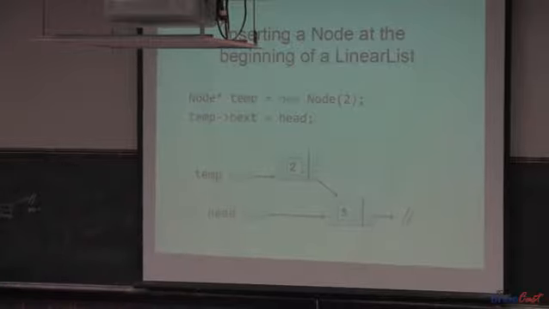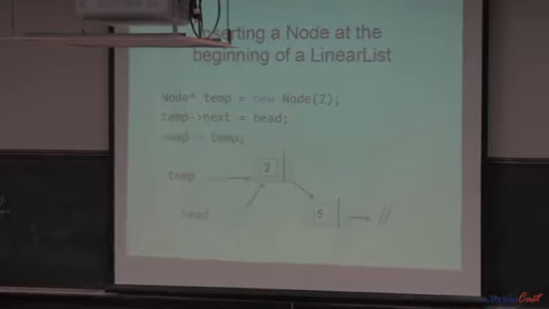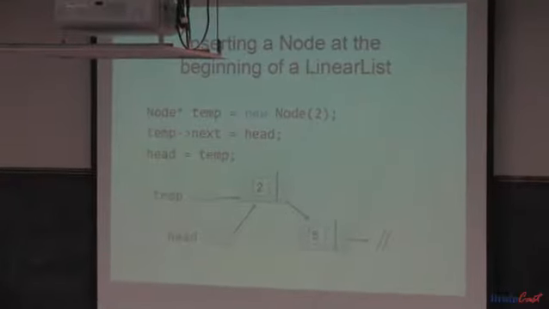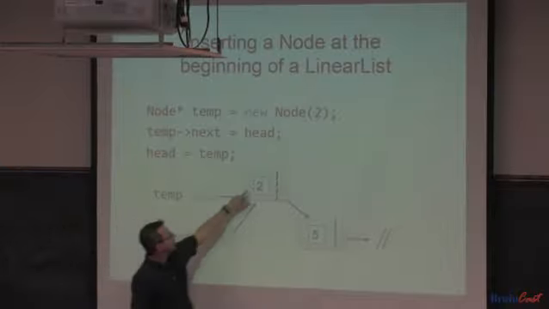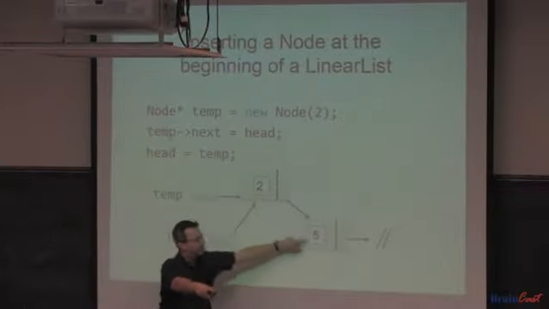So temp next gets head. So now temp next and head are pointing to the same node. And then head gets the value of temp. Now head and temp are pointing to the same node. And if you look at the list now, 2 is the first element and 5 is the second.